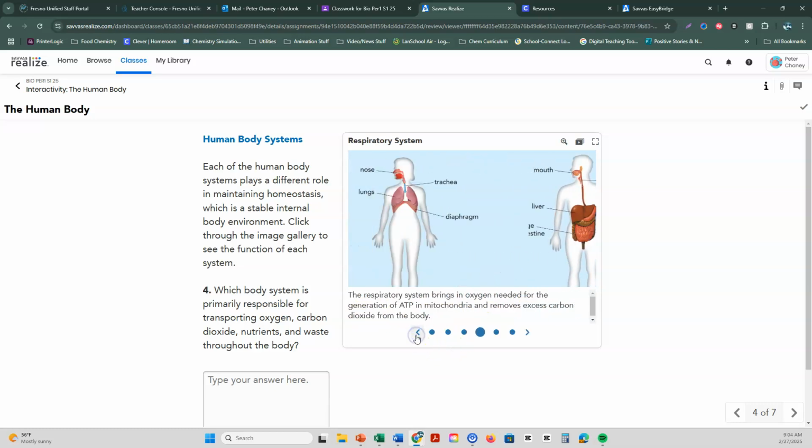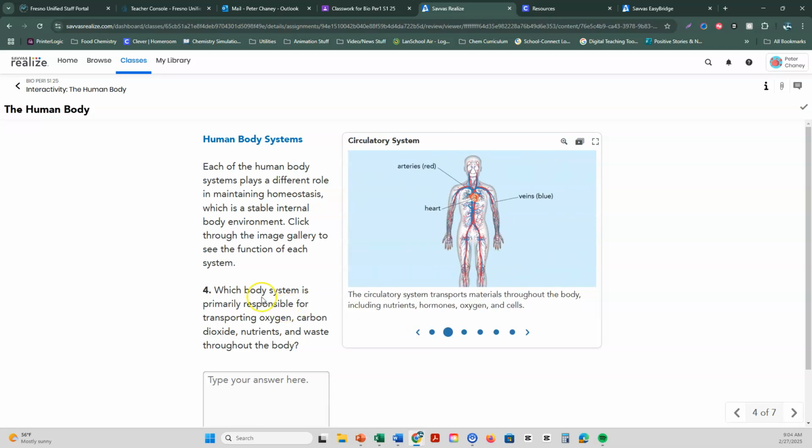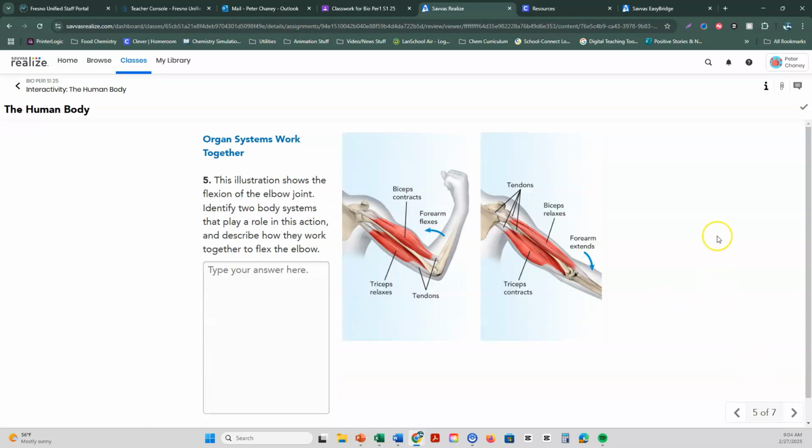So of all those systems that were described, which one of those is this one right here? You type your answer there. Moving on to screen 5 of 7. So we have an illustration over here of muscles and bones and tendons and that sort of thing. And so we're going to answer this question based on the illustration.